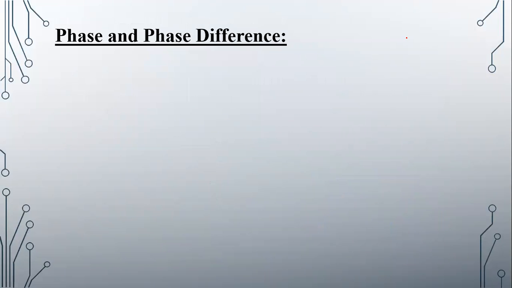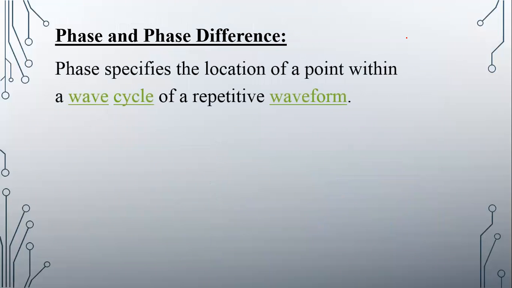Now what is meant by phase? So phase specifies the location of a point within a wave cycle of a repetitive waveform.